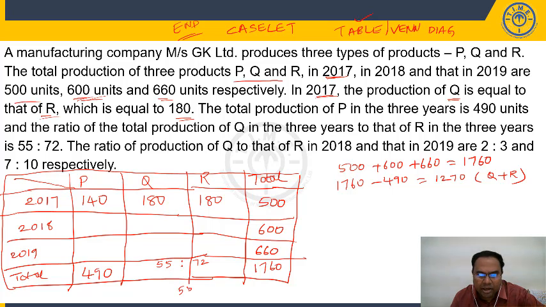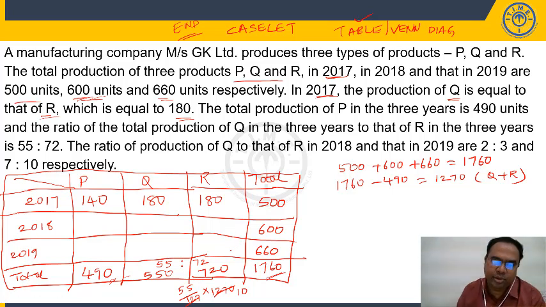So 55 by the total, 55 by 127, into 1270. 127 goes 10 times. So 55 into 10 is 550, and 72 into 10 is 720. This is clear, right? If you add these, it is 1760, the total of all three. We know P is 490. Remove 490, we get Q plus R as 1270. The total of Q and R is in the ratio of 55 is to 72. So 55 by 127, and 127 goes 10 times. Similarly, 72 by 127.